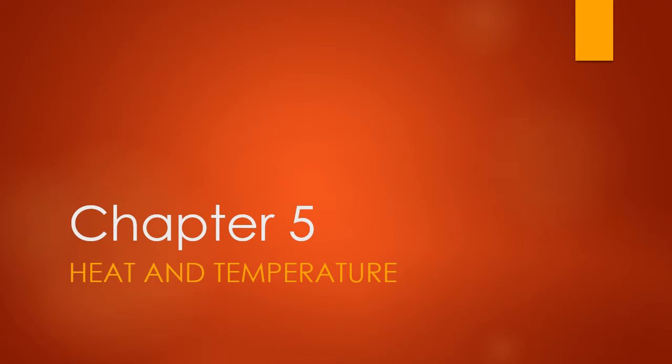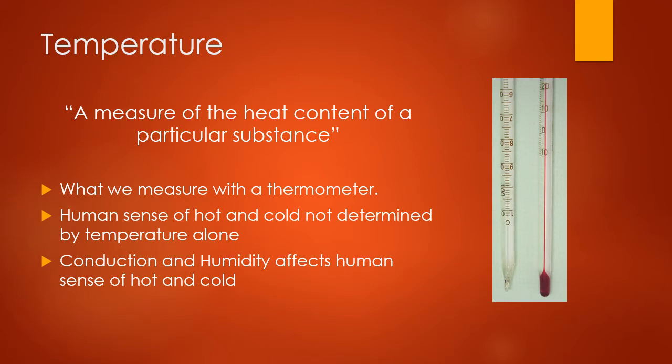Chapter 5 is going to focus on heat and temperature. So temperature is a measurement of the heat content of a particular substance. It's basically what we measure with a thermometer, whether we're measuring our own body temperature or the temperature of a liquid. The human sense of hot and cold cannot be determined just by temperature alone. Conduction and humidity are going to affect the human sense of hot and cold as well.